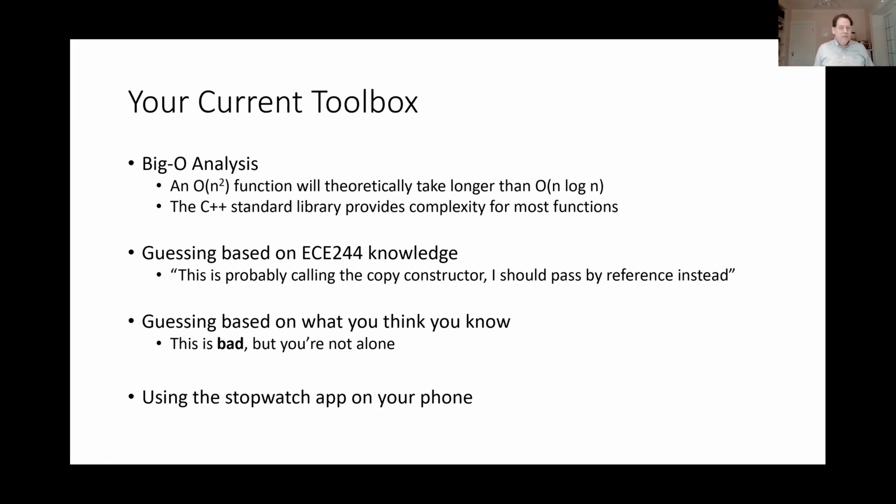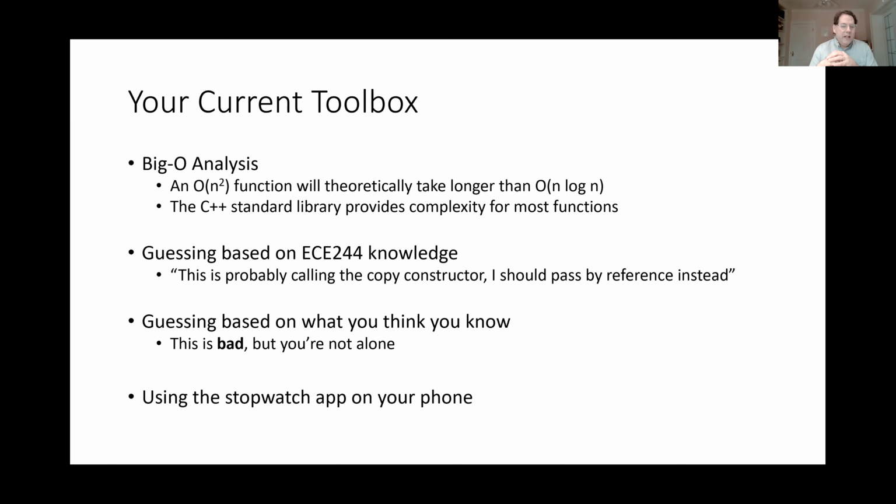Well, you know big O analysis. You know that an order n squared function for large n is going to take longer than an order n log n one. Given the techniques you learned in ECE 244 and the fact that the C++ standard library tells you the complexity for most of its functions, you can analyze, for this data structure and this set of loops, what the big O complexity is. And you can go look for large big O complexities and change them to better loop structures or better data structures. So that's a useful technique.